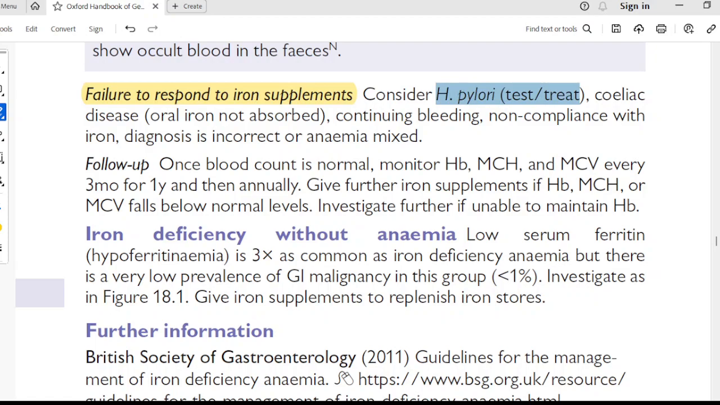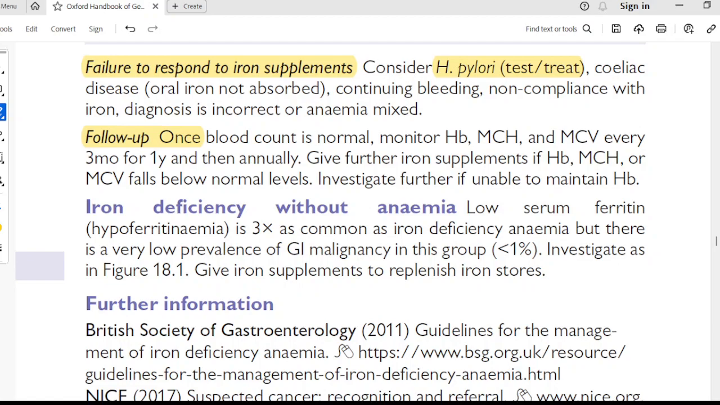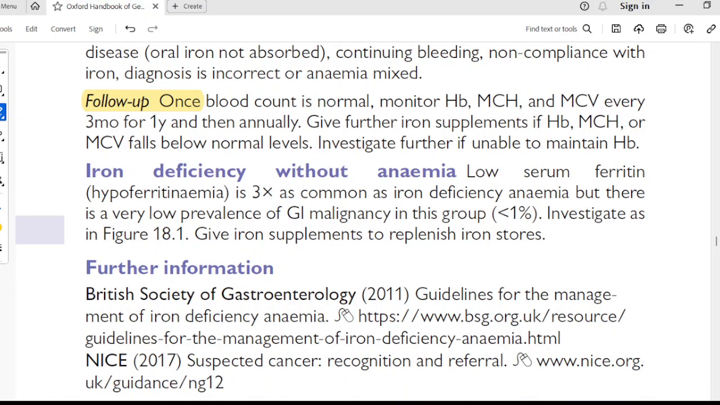Failure to respond to iron supplements: consider H. pylori infection, test and treat. Celiac disease, where oral iron is not absorbed. Continuing bleeding, non-compliance with iron, incorrect diagnosis or mixed anemia. Follow-up: once blood count is normal, monitor hemoglobin, MCH and MCV every 3 months for 1 year and then annually.